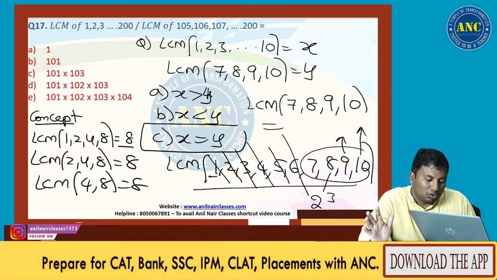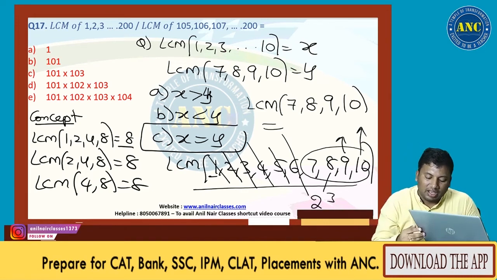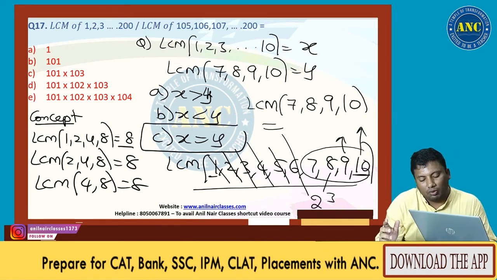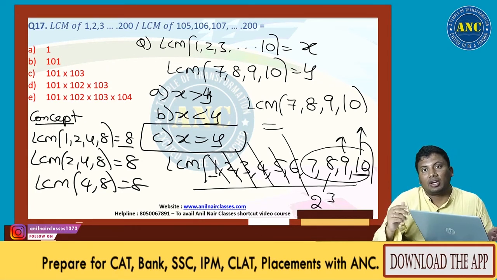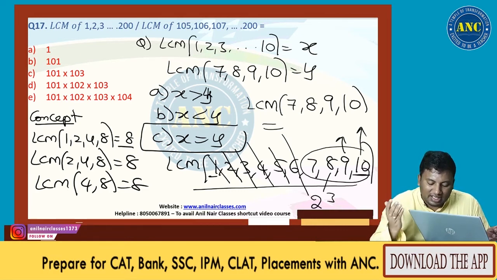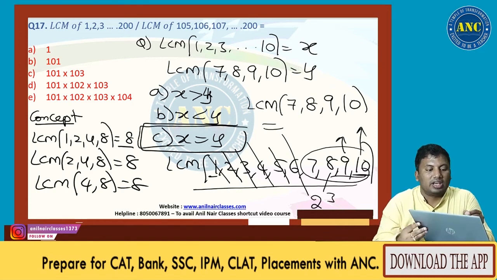LCM of 1, 2, 3, 4, 5, 6, 7, 8, 9, 10. LCM is the highest power of the given prime bases. Start from the highest. If 10 is there, what are the factors of 10? 1, 2, 5, 10. 1, 2, 5 are eliminated. 9. What are the factors of 9? 1, 3, 9. 1, 3 are eliminated. 8, it is 2 power 3. 1, 2, 4, 8. 1, 2, 4 are eliminated. If 2 and 3 are eliminated, 6 is eliminated. So the answer for this question is X equivalent to Y.